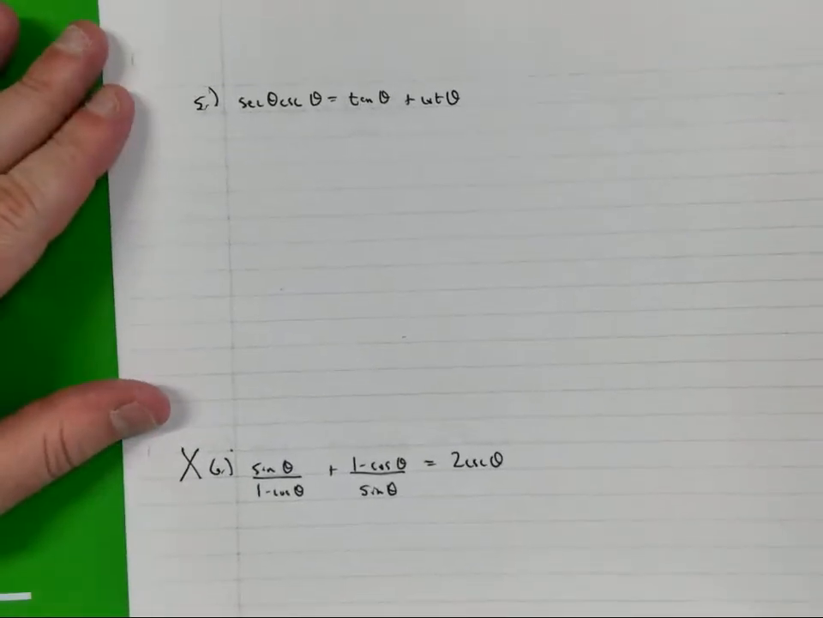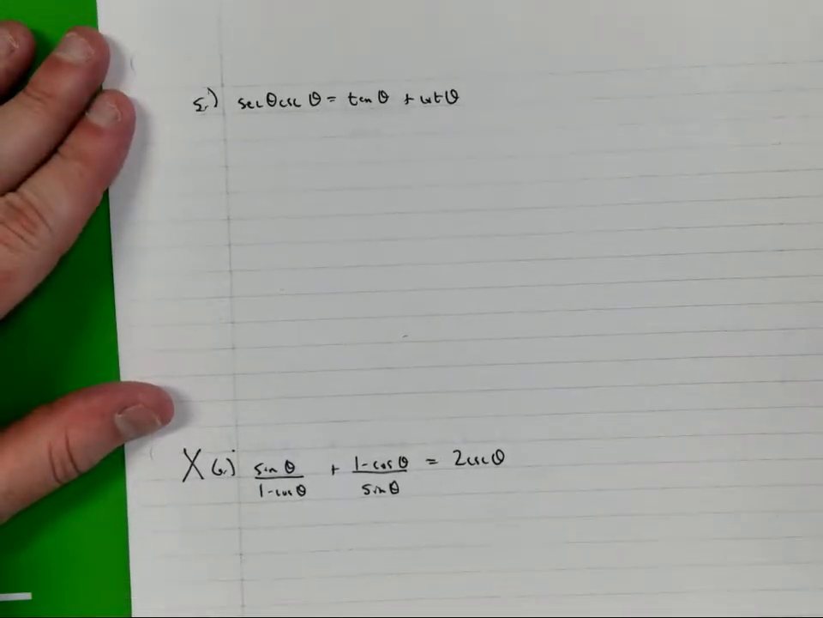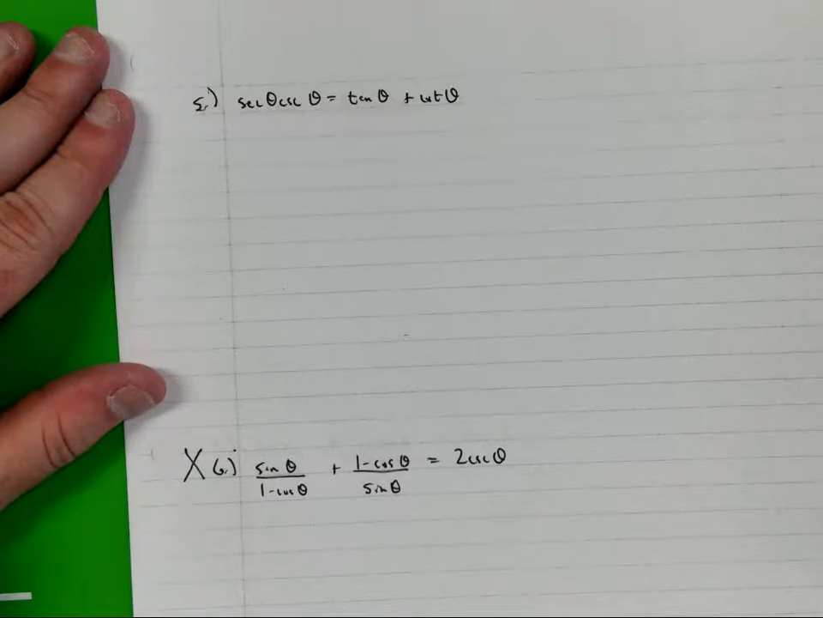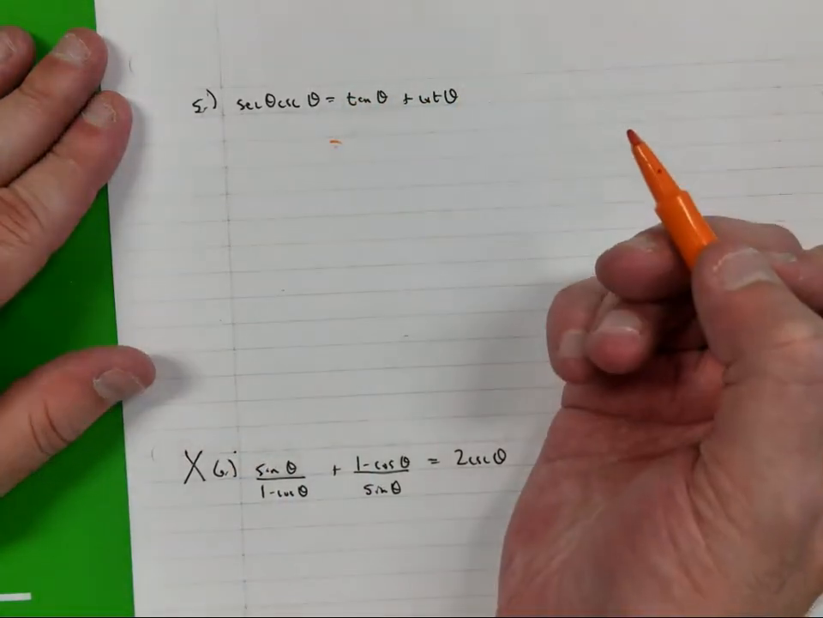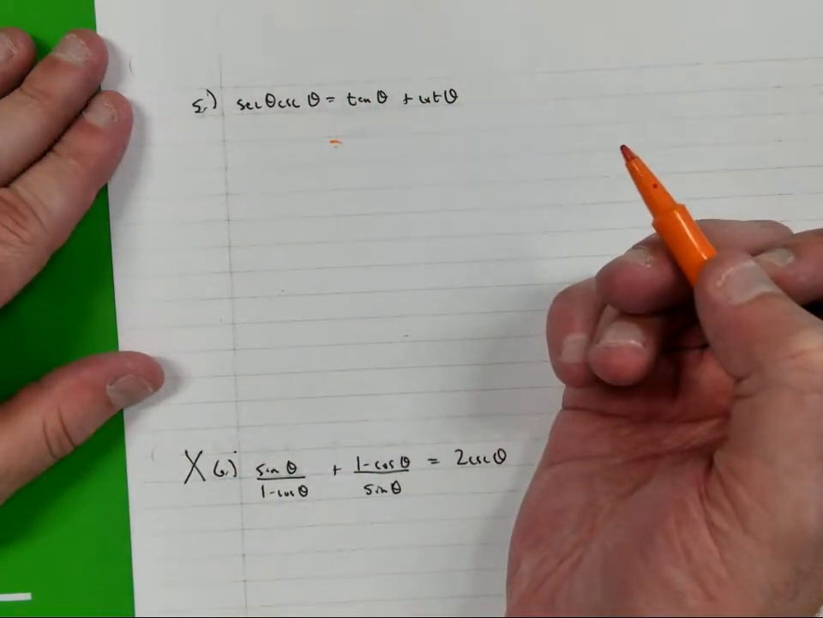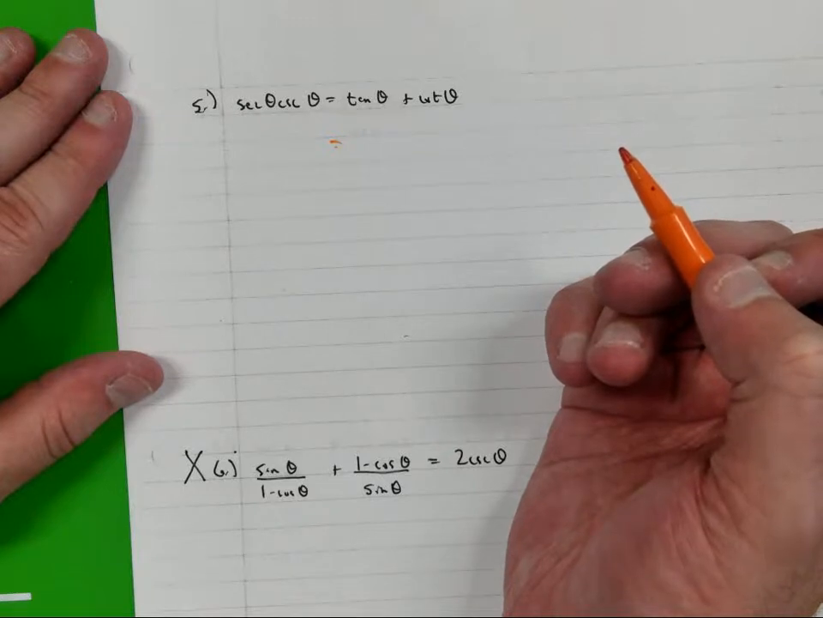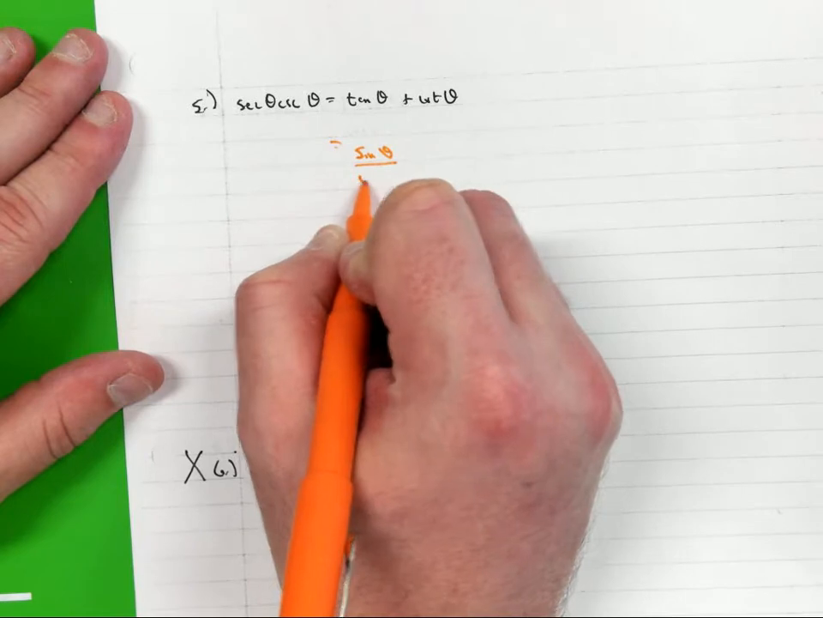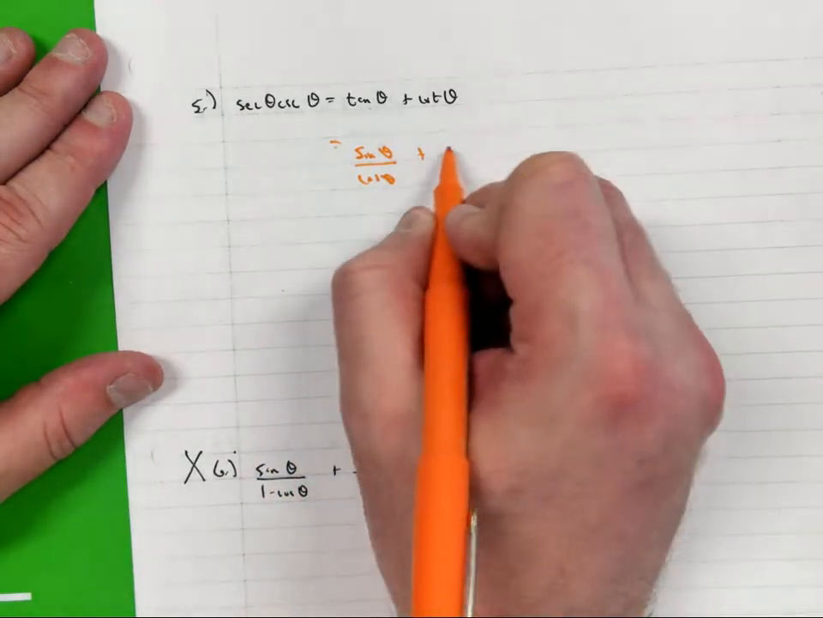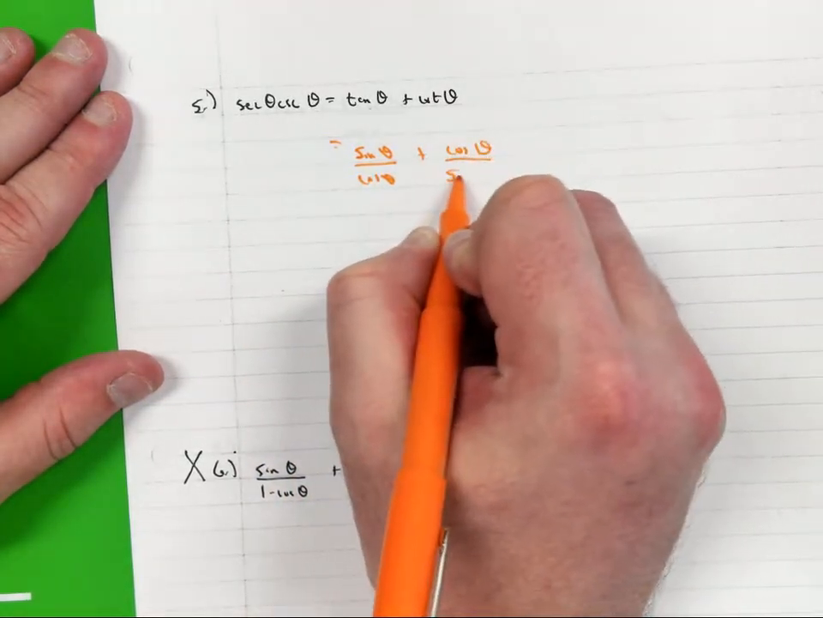Number 5. Which side do you want to start with? Let's start with the right, because let's see what happens here. Tangent of theta plus cotangent. How can I break tangent down? Cotangent would be cosine over what?